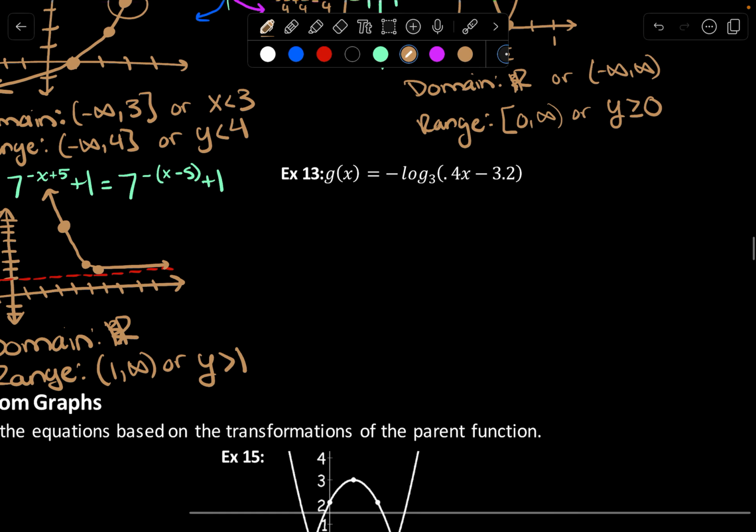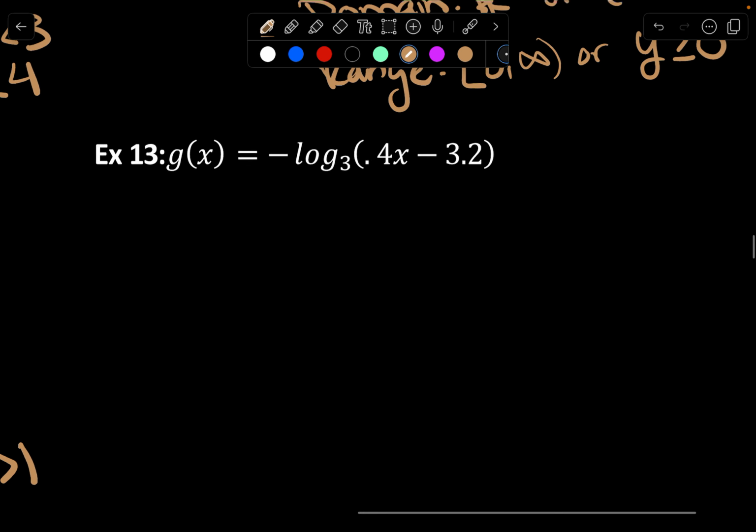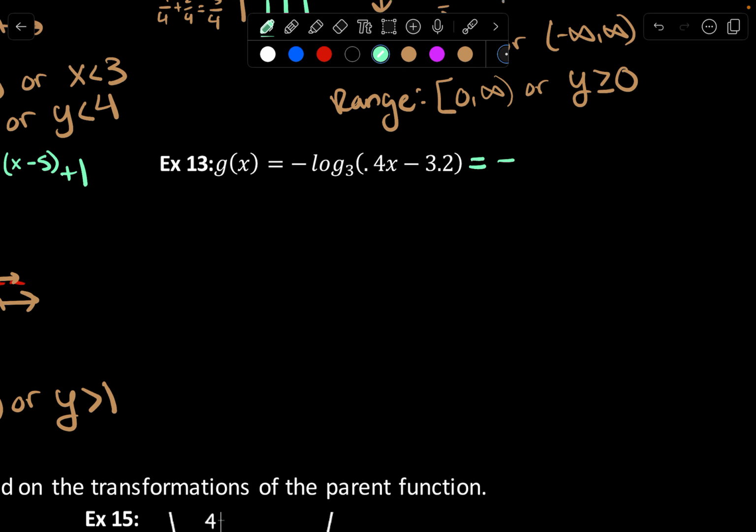All right, last one is a logarithmic function. So with this one, we just have to factor out that 0.4. So we'll have negative log base 3. I'm going to factor out the 0.4, and then we'll have x minus. So if I'm factoring out the 0.4, I want to multiply this with 1 over 0.4, which can get a little confusing. So I'm going to rewrite this as a fraction. So 0.4 is equal to 4/10, which is equal to 2/5.